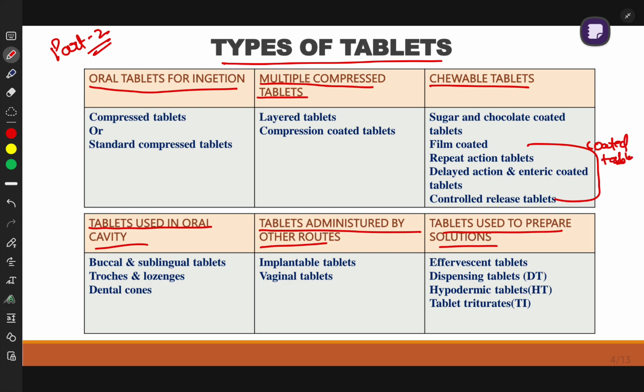In this particular lecture, we're going to cover oral tablets for ingestion and multiple compressed tablets. Here in the oral tablets for ingestion, we have a single type, that is compressed tablets or standard compressed tablets. And in multiple compressed tablets, we have two types, layer tablets and compression coated tablets. In this lecture, we'll take a brief view of each of them.